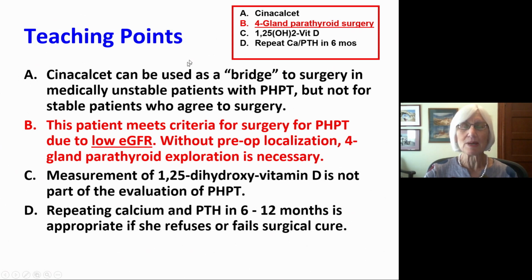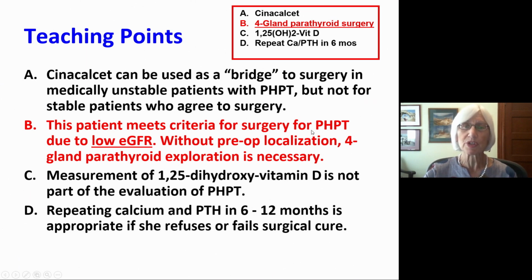This is a lady with really asymptomatic primary hyperparathyroidism, mild. But I'm telling you that the correct answer is actually to send her for surgery. So A, cinacalcet, which few of you picked, can be used as a bridge to surgery in medically unstable patients with primary hyperpara. But this is a stable, healthy patient who meets criteria for surgery and agrees to surgery. So there's no role for cinacalcet, a calcimimetic, here.